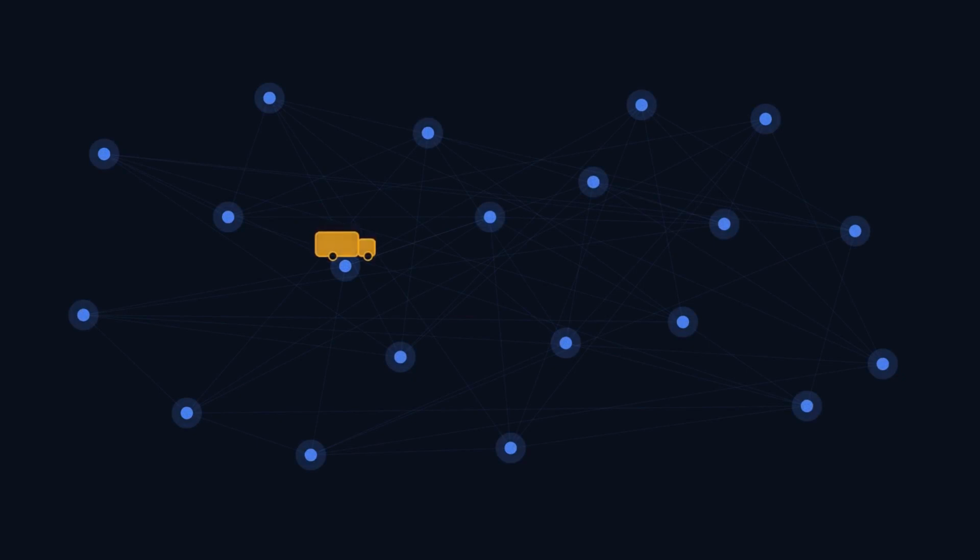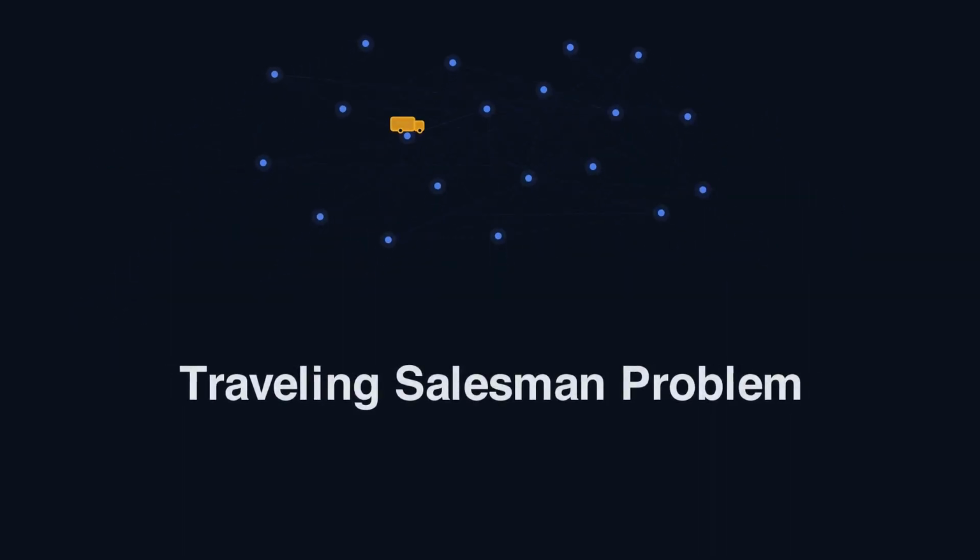Picture a delivery driver with 20 stops. How do you find the single shortest route that visits every stop once and returns home? This is the Traveling Salesman Problem, and today we'll crack it with the Held-Karp Algorithm.